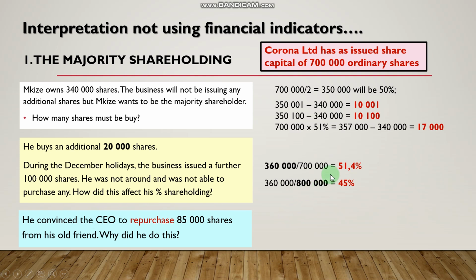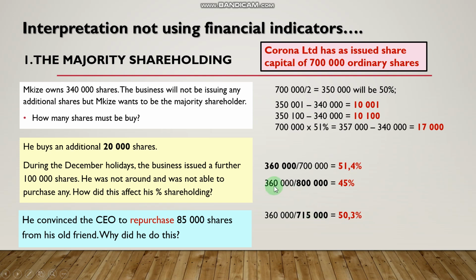So he didn't like the situation. He convinced the CEO to repurchase 85,000 shares from his old friend. One of his old friends doesn't want to be a shareholder anymore. He told the CEO, buy back those shares. And why did he do this? Obviously, if the company buys back the shares, it's going to reduce this 800,000 shares. So the company would not have 800,000 shares anymore. The company's share capital is going to be 715,000 shares. That is 800,000 minus 85,000. We bought back the shares, the share capital dropped.